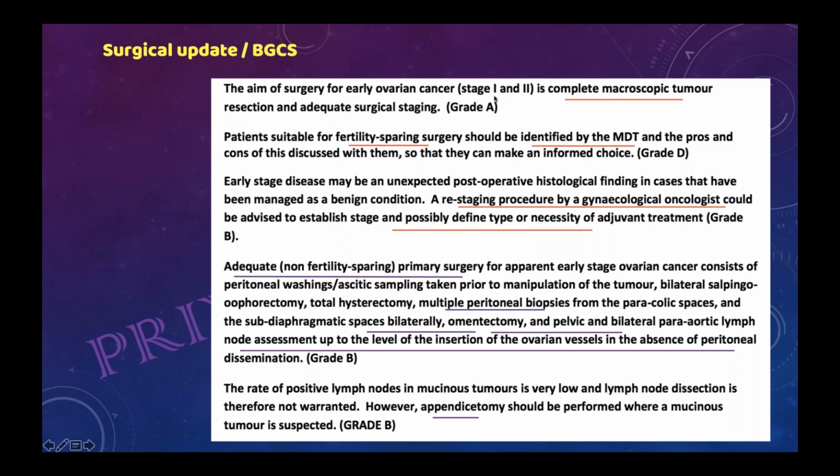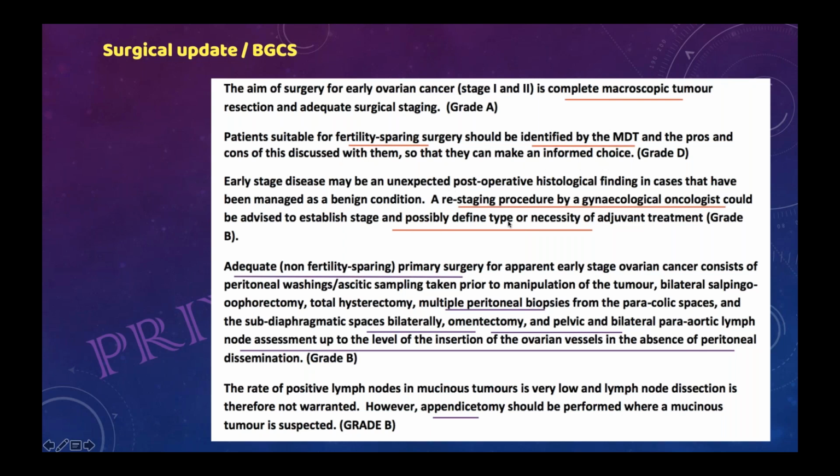So in early cancer, they want complete macroscopic resection and adequate staging, what we have just discussed. Okay, now fertility sparing in early stages: consideration for fertility sparing surgery can be done, but it has to be an MDT decision and discussed with the patient. Informed choice they can make.